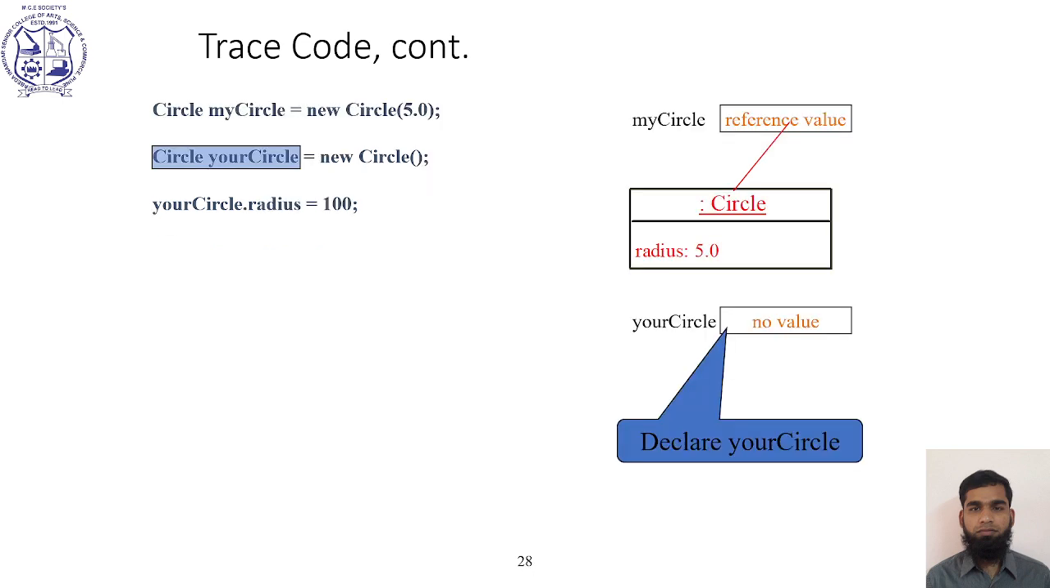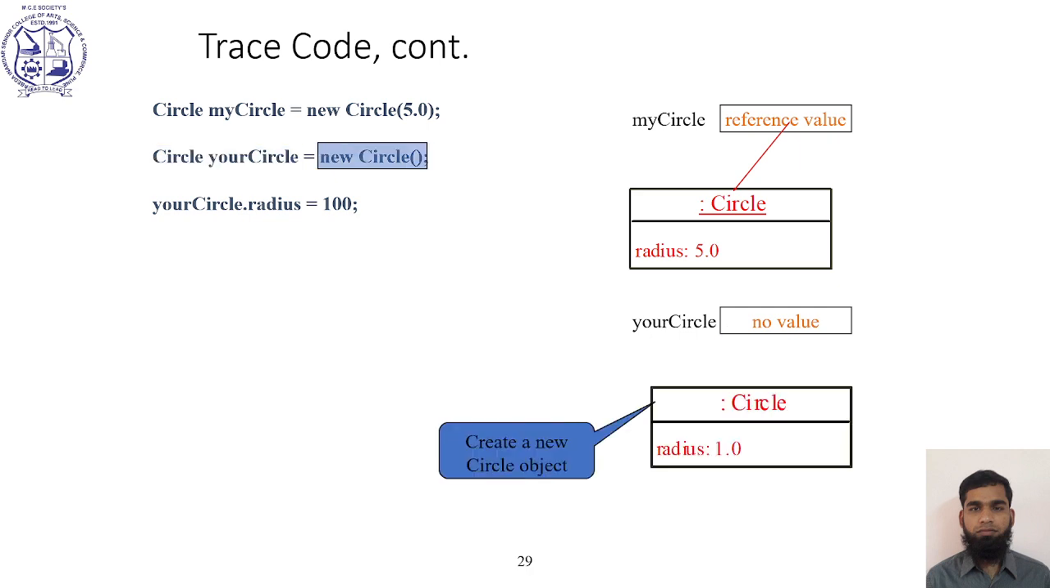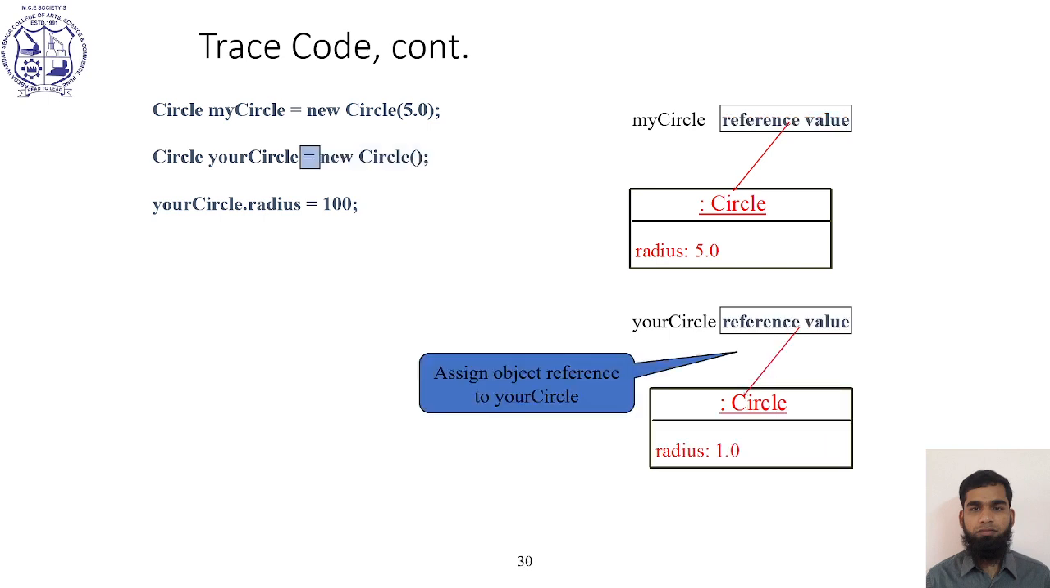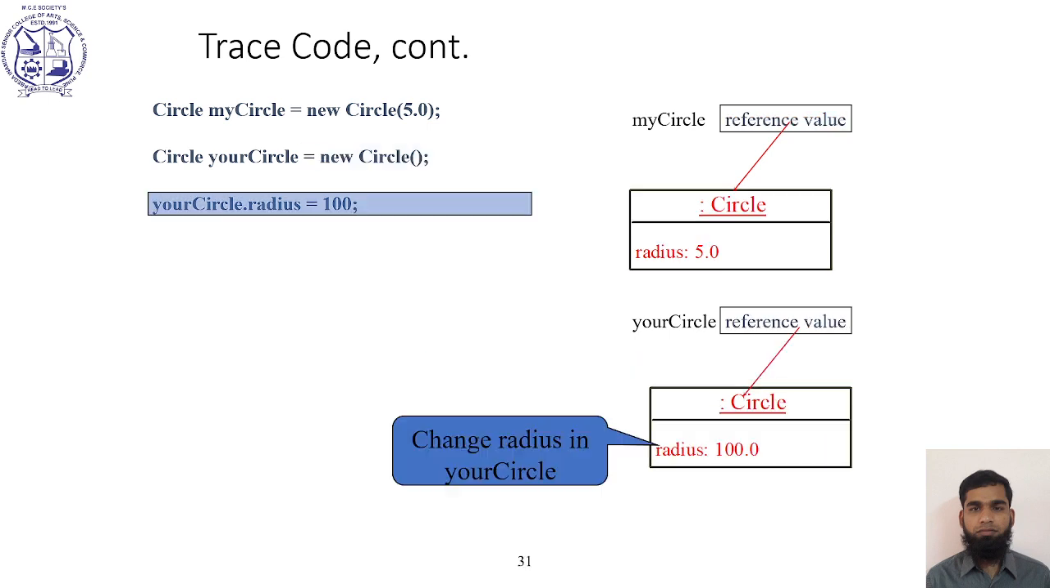We are declaring again, yourCircle, as a variable which does not have any constructor parameter, but it will have an already predefined value. We are assigning that 100. In this, there was no value for the circle, and now we are assigning 100 as the value.